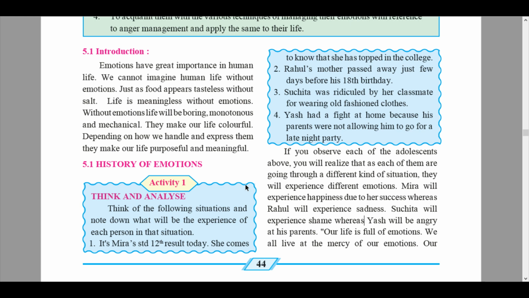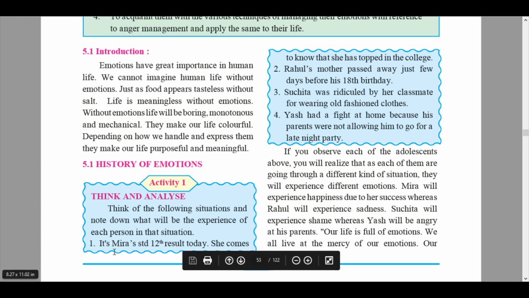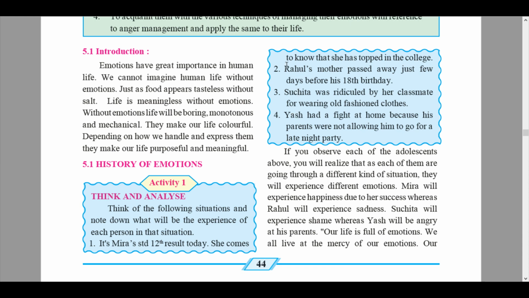If you observe each of the adolescents above, you will realize that each of them is going through a different kind of situation. So just before we read this, Mira's standard 12th result comes today. She comes to know that she has topped. So it's obvious that she'll be on the top of the world. She'll be on cloud 9 for that time.